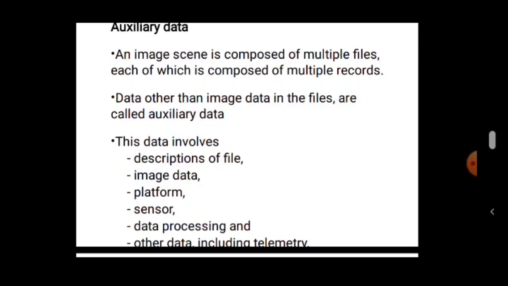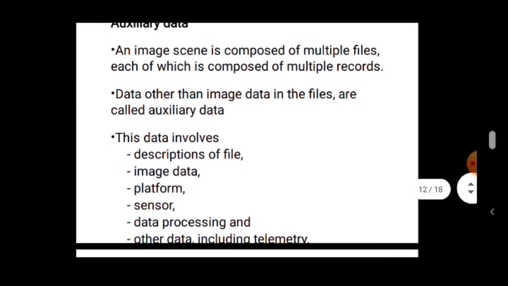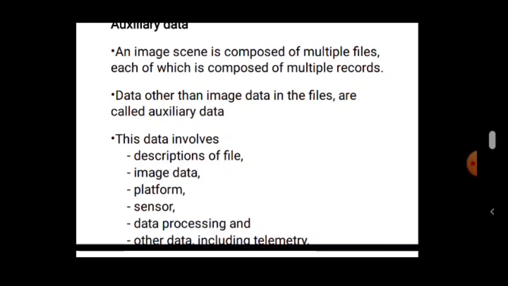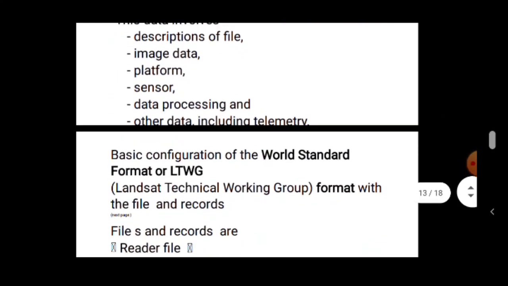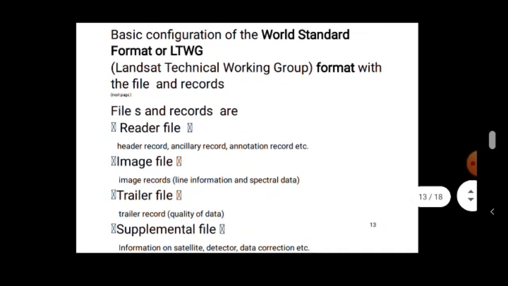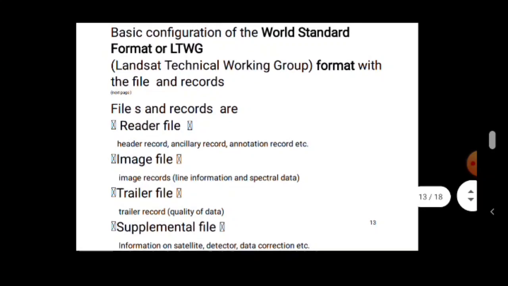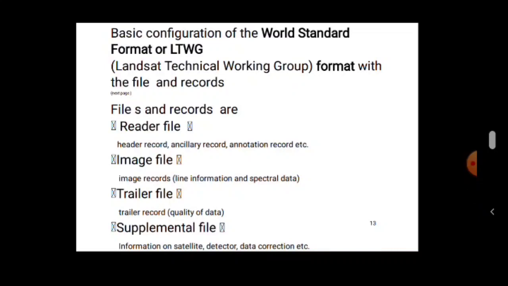These data are represented in the configurations of world standard formats such as LTWG, Landsat Technical Working Group. The auxiliary data files are a header file, an image file, a trailer file and a supplemental file. The header file includes three records: header record, auxiliary record, and annotation record.